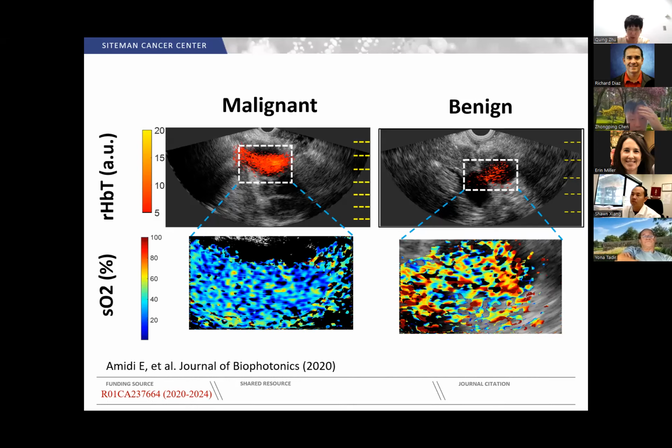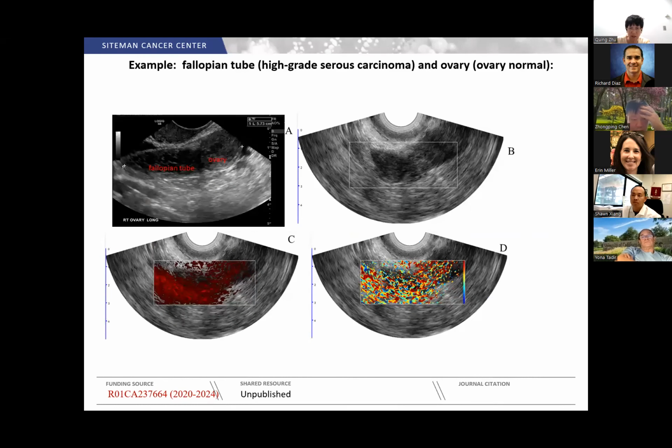So we continued from 2020, we got the second round of NIH funding, and then we're targeting a larger group of patients to validate our initial data. And this is very exciting data we got just in a recent trial.